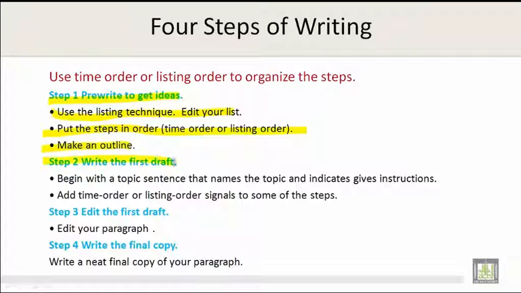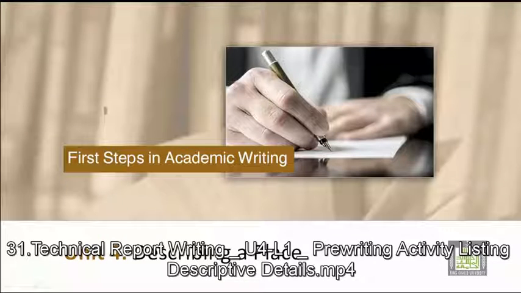Step 2. Write the first draft. Begin with a topic sentence that names the topic and gives instructions. Add time order or listing order signals to some of the steps. Step 3. Edit the first draft. Edit your paragraph. Step 4. Write the final copy. Write a neat final copy of your paragraph. End of Unit 3. First steps in academic writing.